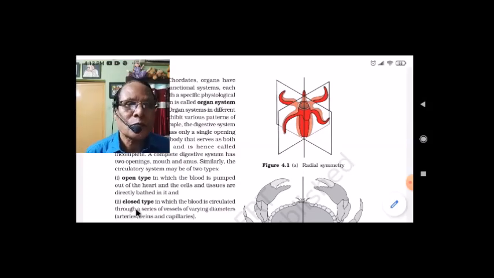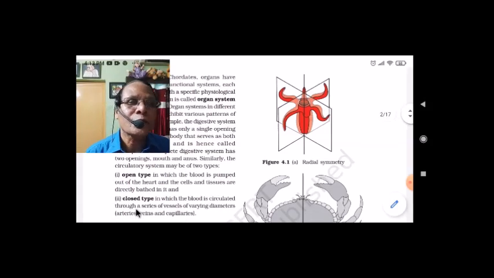In higher animals we have a closed circulatory system. That is, the blood passes through blood vessels of varying diameters, either the capillaries, the arteries, or the veins. The blood is supplied to different parts of the body through the blood vessels in the form of arteries, veins, and capillaries of various diameters, etc.